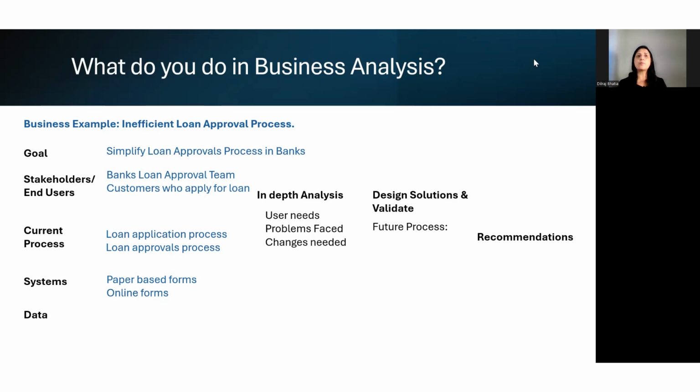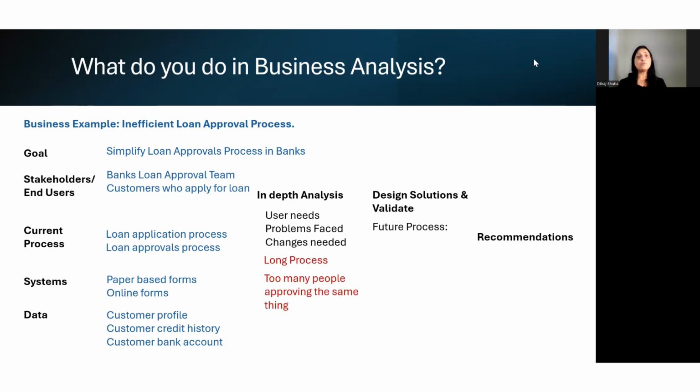The systems that the bank may be using are paper-based forms and online forms. And the data that you could refer to is what kind of customers are applying for the loan, what the credit history is, what the customer bank account is, how many customers are falling through the process, etc. After you gather all of this information in detail, you can do the in-depth analysis of the information gathered. And what you understand is that the loan application process is inefficient because it is a very long-winded process. There are too many people approving the same thing.